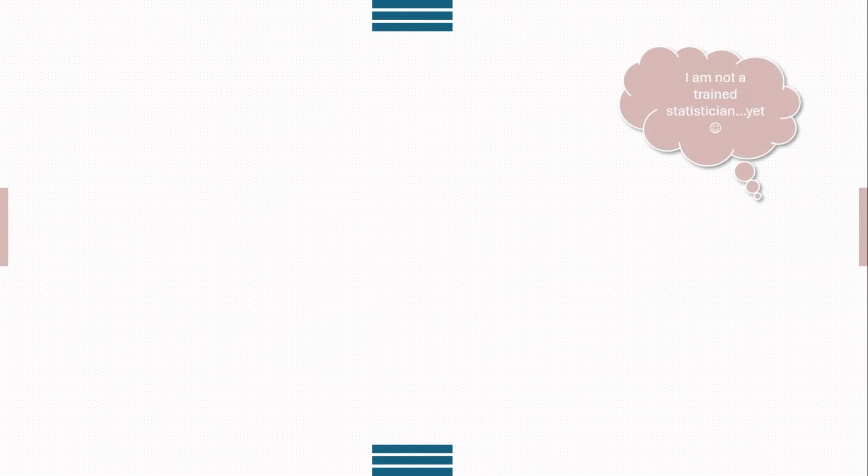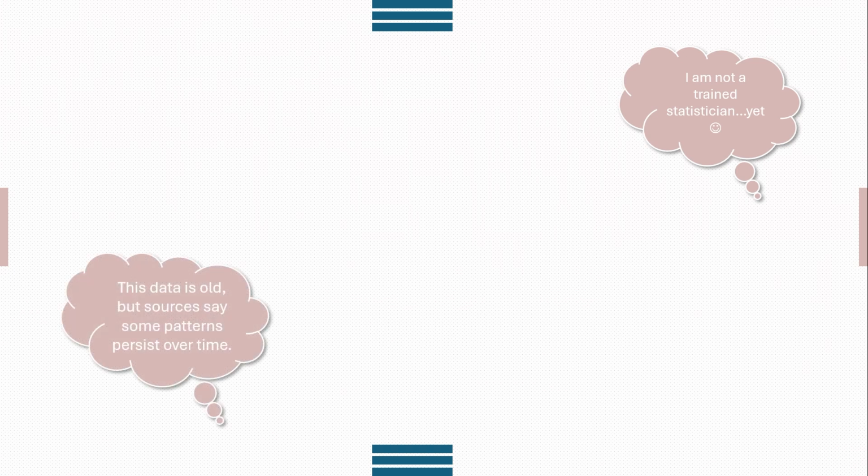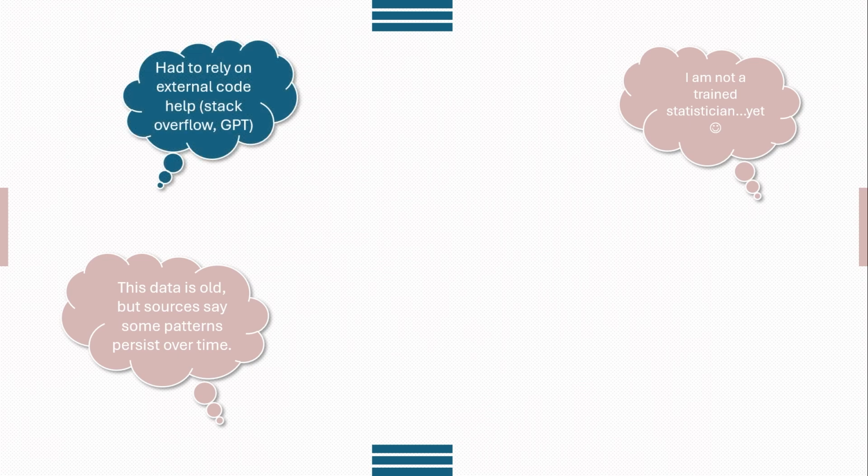Now, to make sure we're checking all the boxes, let's briefly discuss the limitations of this data analysis. So if you didn't know, I am not a trained statistician yet, but I am having lots of fun discovering all of the tools that are available at my disposal. And also, this data set is pretty old, from 1996. However, some of the reading that I did said that these patterns do persist over time. And for coding, I had to rely on a lot of external help from Stack Overflow and various AI models. I was cross-validating the code, and they can correct each other, which is quite fascinating to see.